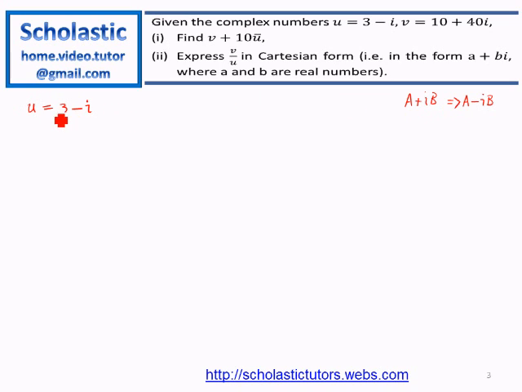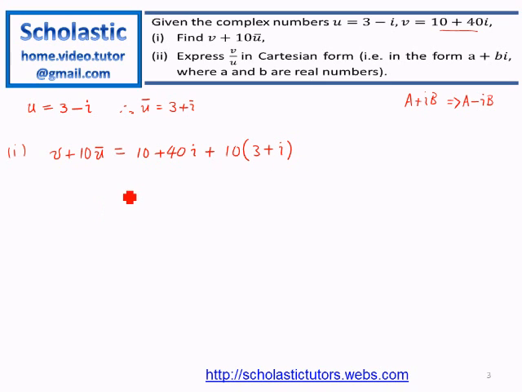So similarly, for this part one, u equal to 3 minus i, and therefore u bar is equal to 3 plus i. That's the complex conjugate of u. And now we need to find out for the first part v plus 10 u bar. So v is equal to 10 plus 40i, and plus 10 times u bar, which is 3 plus i.